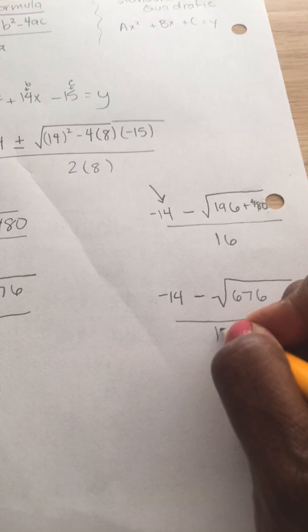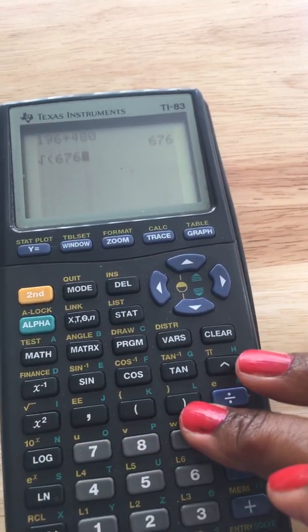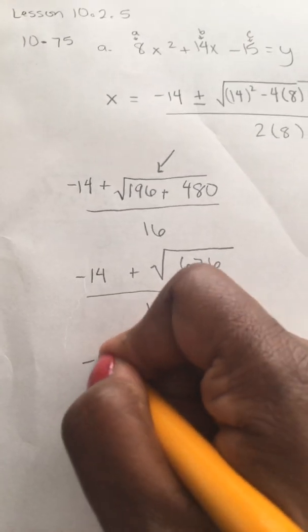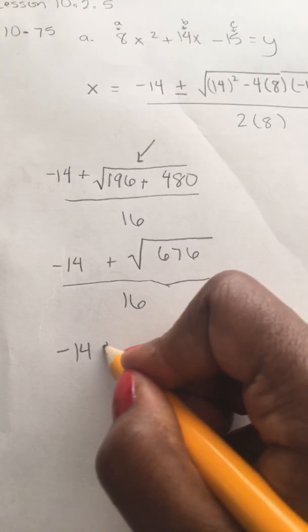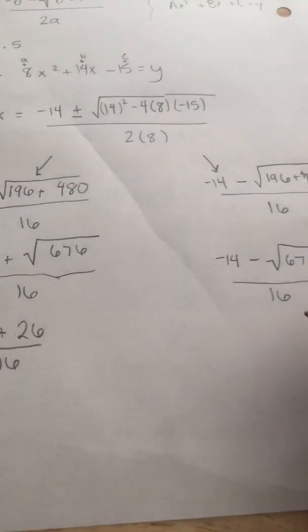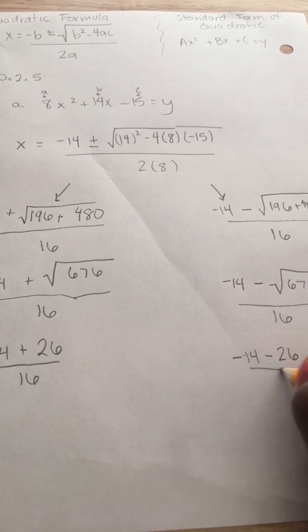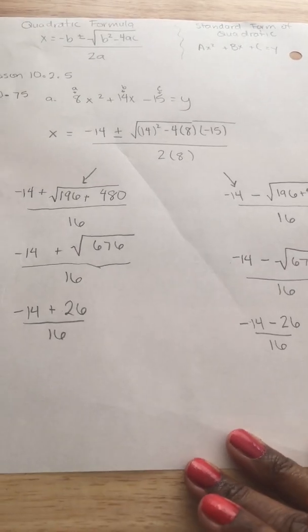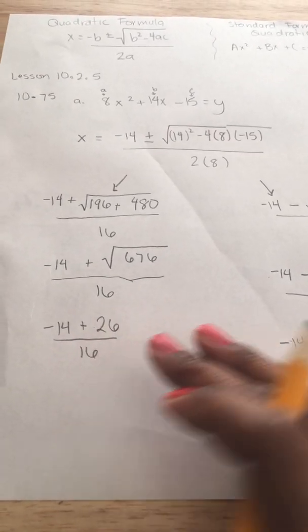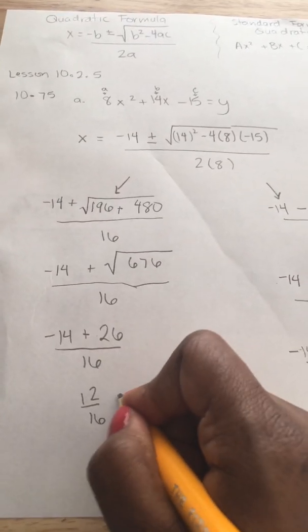The square root of 676 is 26. I'll double check right now. Square root of 676 is 26, okay? So we have negative 14 plus 26 over 16, and negative 14 minus 26 over 16. All right, negative 14 plus 26 is 12, so that's now 12 over 16, which equals 3/4.